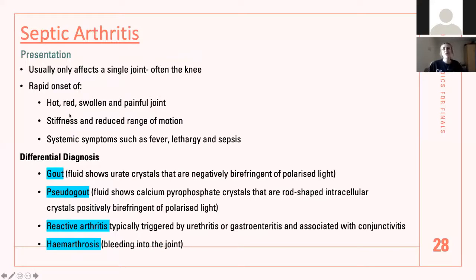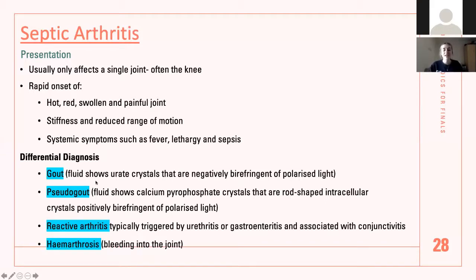Septic arthritis normally only presents in a single joint, and it's most commonly the knee. Patients will often present with quite a rapid onset of a hot, swollen and painful joint. The joint will be quite stiff, with a reduced range of movement. You'd also see systemic symptoms, so fever and sepsis-type symptoms. Differential diagnosis would be gout, pseudogout, reactive arthritis, which I'll go on to talk about in a little bit, and hemarthrosis, which is bleeding into the joints.